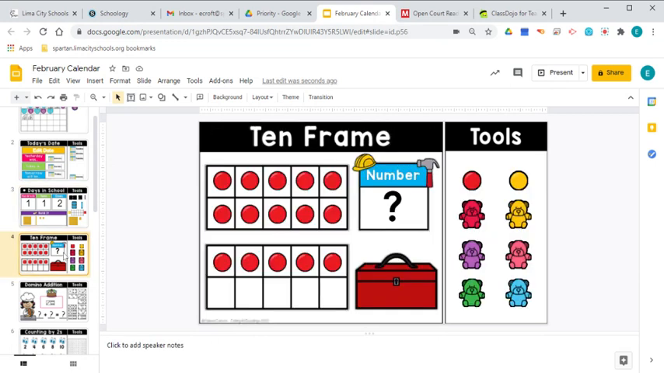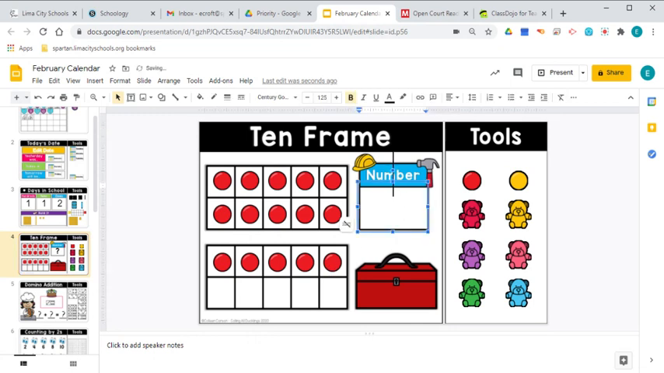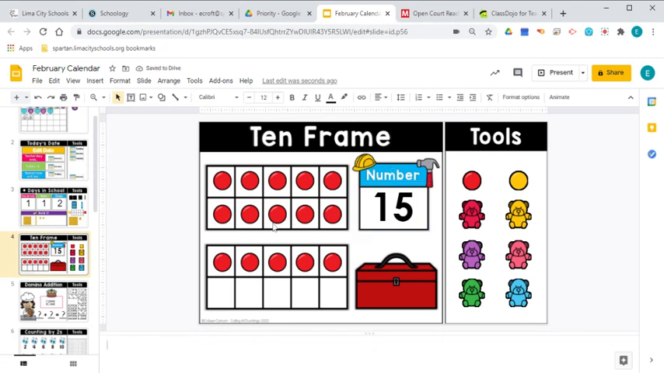112 days of school. All right, now we're taking a look at our 10 frames. One is completely full and one is full on the top row. So I think you know what that means. So we've got one complete 10, and then if it's full on the top row, that means we have 5, right? So we have 5 extra ones. So 10 and 5 extra ones means we have how many altogether? 15.